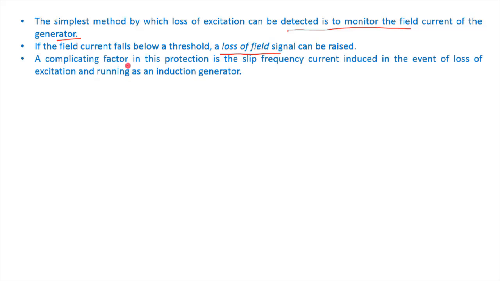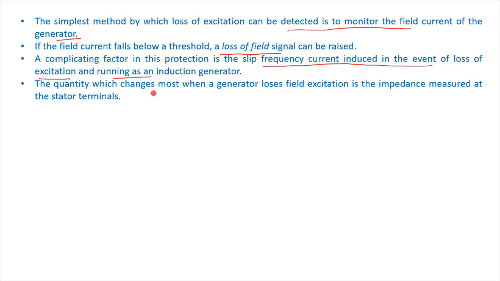A complicating factor in this protection is the slip frequency current induced in the event of loss of excitation and running the generator as an induction generator. So the quantity which changes most when a generator loses field excitation is the impedance measured at the stator terminal. So this is the quantity which we can measure and detect the loss of excitation. When the impedance is measured at the terminal of a generator, under normal condition the impedance in fact lies in the first quadrant, right?